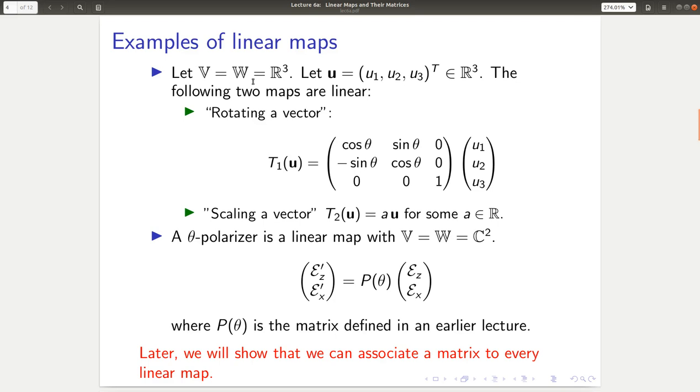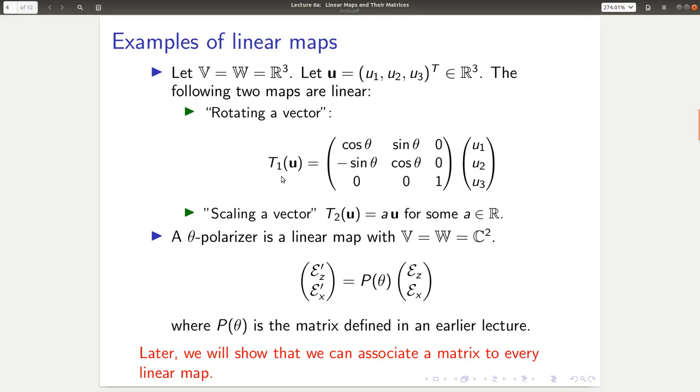Let V be equal to W be R^3. So these are normal vectors. U in this case is just the column vector u1, u2, u3, but just to save space, I write it as (u1, u2, u3) transpose. And the following two maps are linear.